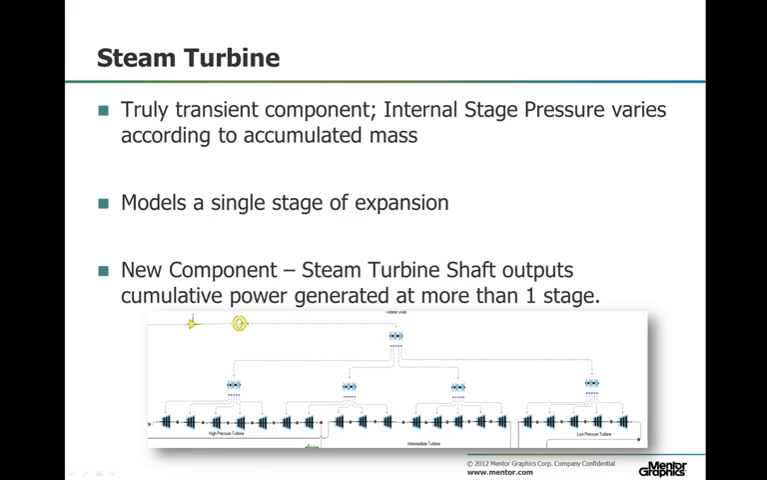Flowmaster has also implemented a steam turbine component. This component is flexible enough to model either the entire turbine as a single component or each stage individually. It is a truly transient component with internal stage pressures that vary according to the accumulated mass. In addition to the new steam turbine, we have implemented a steam turbine shaft component. This component is used to accumulate the power generated from one or more of the stages of the turbine.